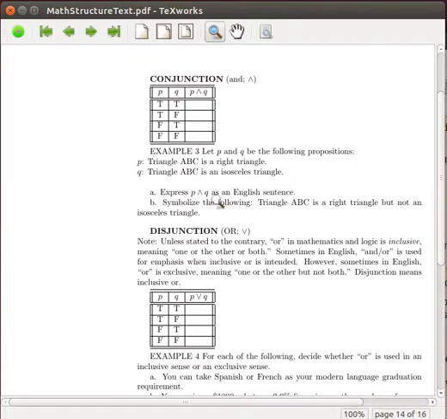There's some practice here for you to kind of worry about some details there. Be sure to look at those. They may well show up on a quiz in class.